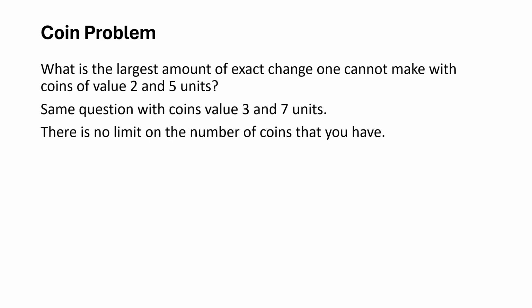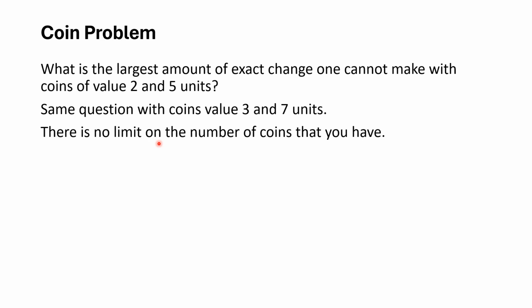The coin problem involves making exact change from different values of 2 or 3 or 4 or 5 coins. The examples we're going to look at involve just 2 coins, or should I say coins of 2 different values. So the first question is, what is the largest amount of exact change one cannot make with coins of value 2 and 5 units? Then I'll ask you the same question if you have coins of 3 and 7 units. So there's no limit to the number of coins you have in these 2 questions.